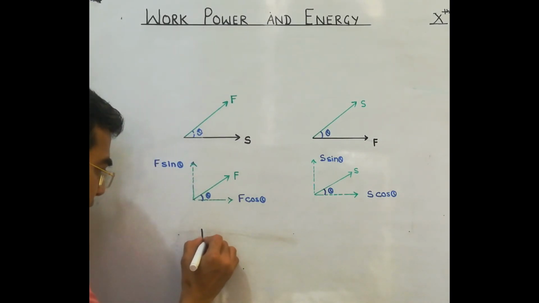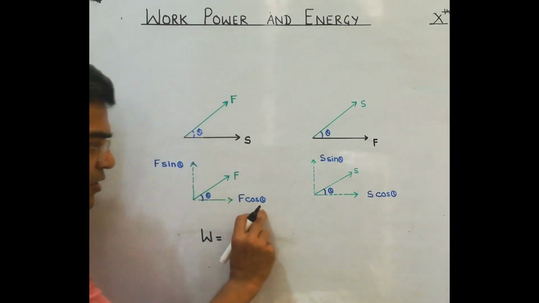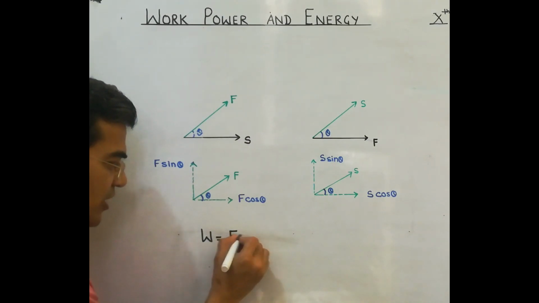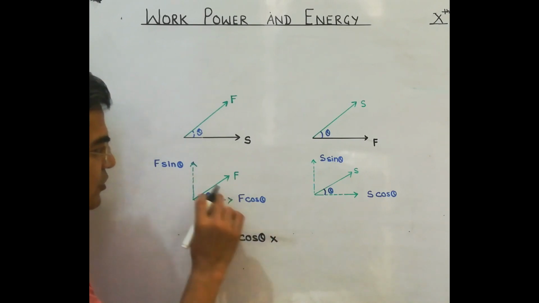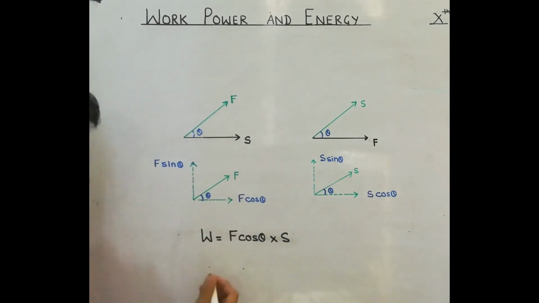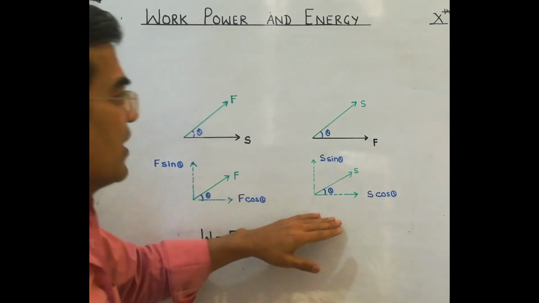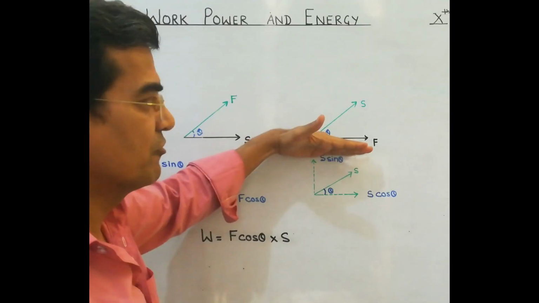So work is equal to, now you need the horizontal component of the force, that is F cos theta, into displacement S. Now in this diagram, displacement is not in the direction of force.